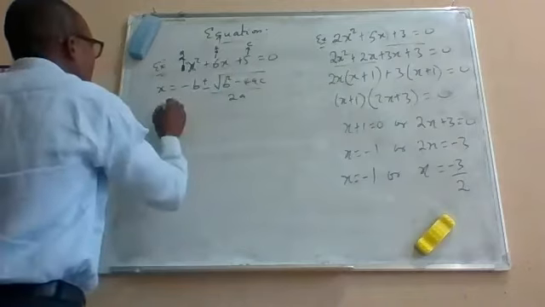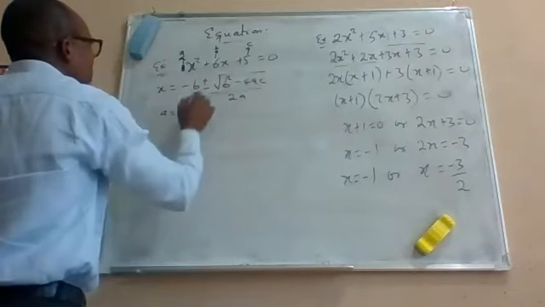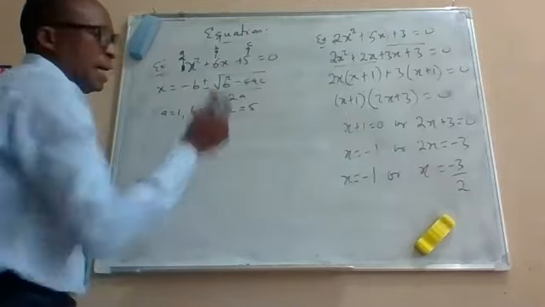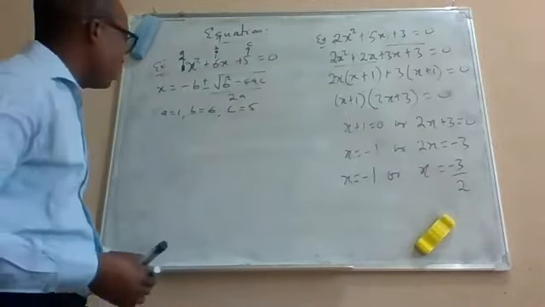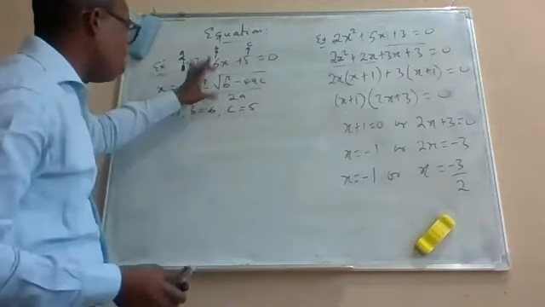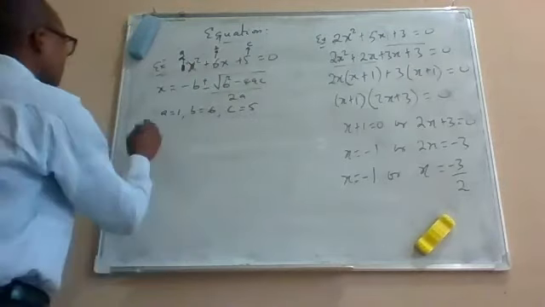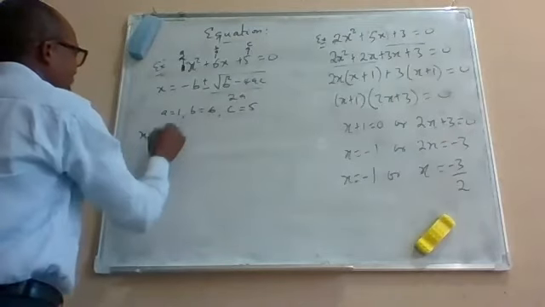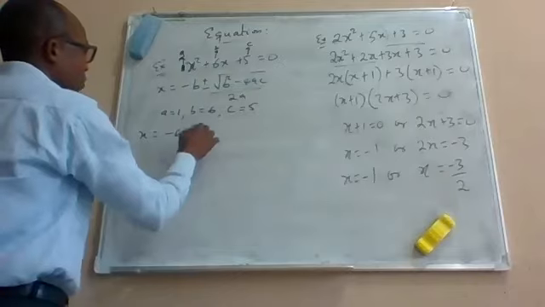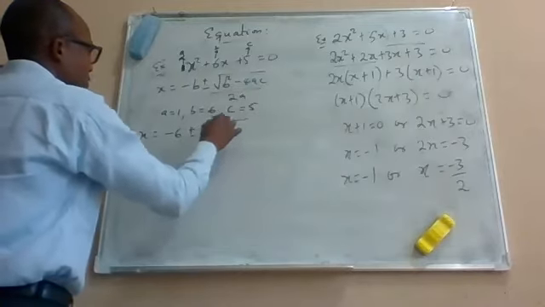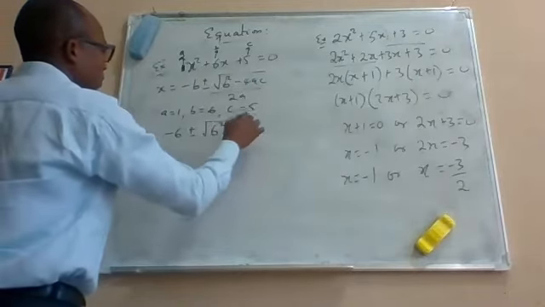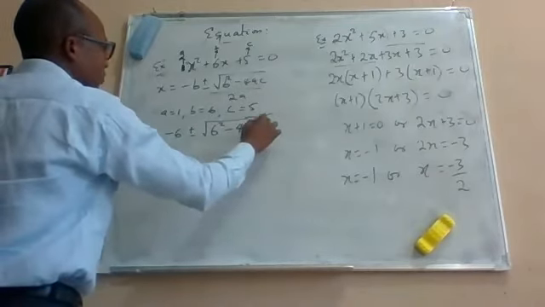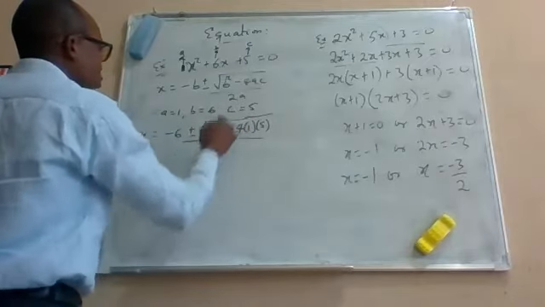So once you can identify, you assume that A is 1, B is now 6, then C is equal to 5. Once you can identify your A, B, and C, substitute the value into the formula so that we can have it as S is equal to minus B, that is minus 6, plus or minus square root of 6 squared minus 4, A is 1, C is 5, all over 2A.